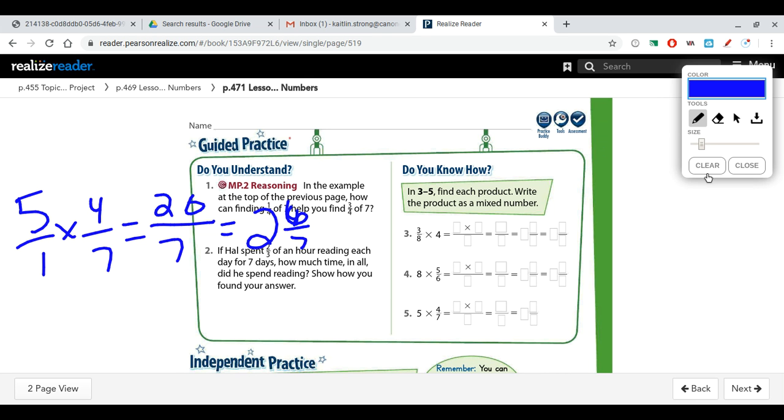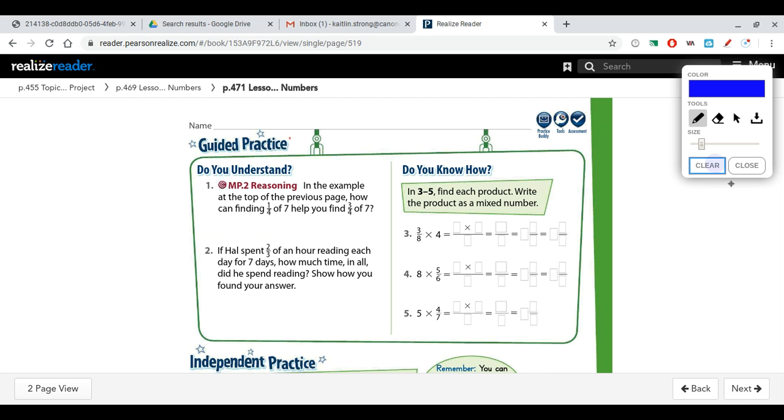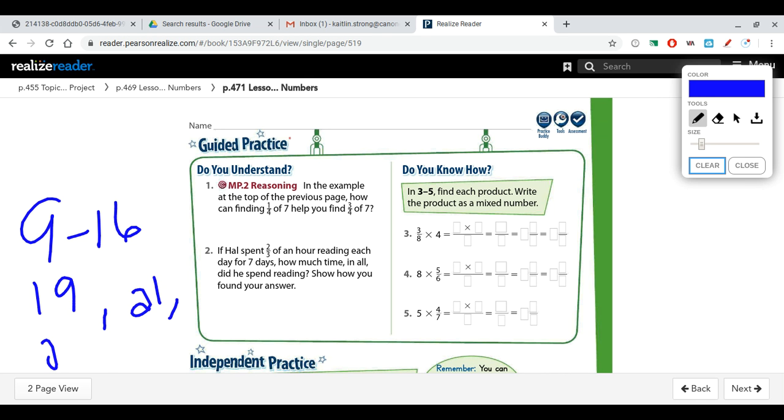Okay. So for your independent practice, the problems that I would like for you to do is I'd like for you to go ahead and do 9 through 16. And then you are going to do problems 19, 21, 23, and 24 in your math practices. Okay.